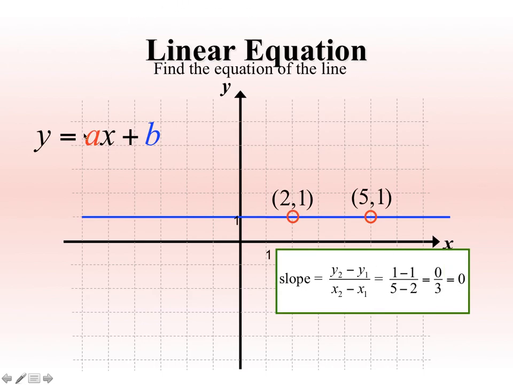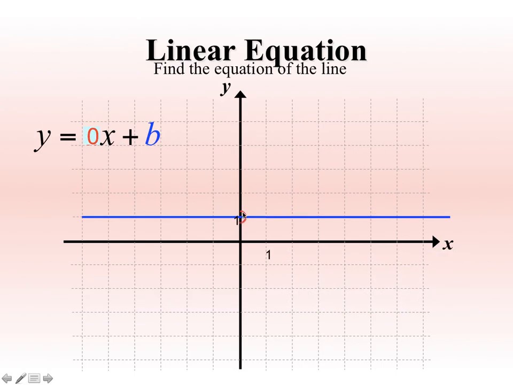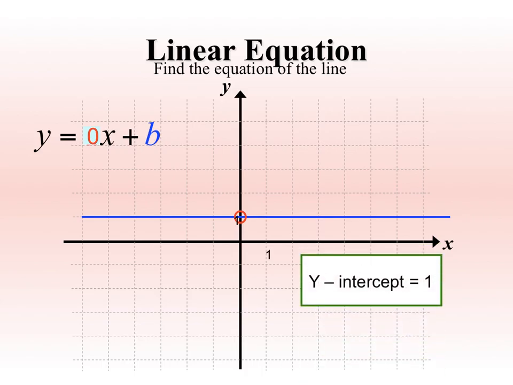I can put that in there for the a. I replace that with a 0. And then I ask myself, where does this line cross the y-axis? Right here, where y is 1. So my y-intercept would be 1. And if my y-intercept is 1, I can take that 1 and drop it right in there. That's how you get the equation of a line. y equals 0x plus 1. I wouldn't even write 0x because 0 times anything is 0. So I could just rewrite this as y equals 1. And that's my answer. y is 1. That's the equation of that line.